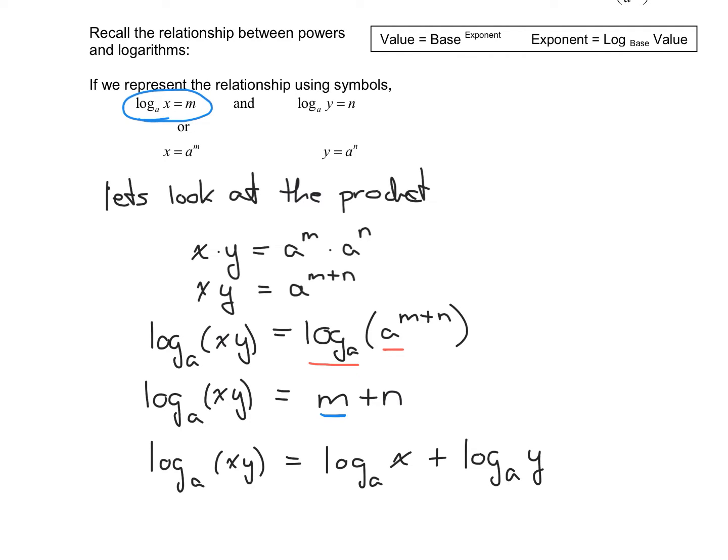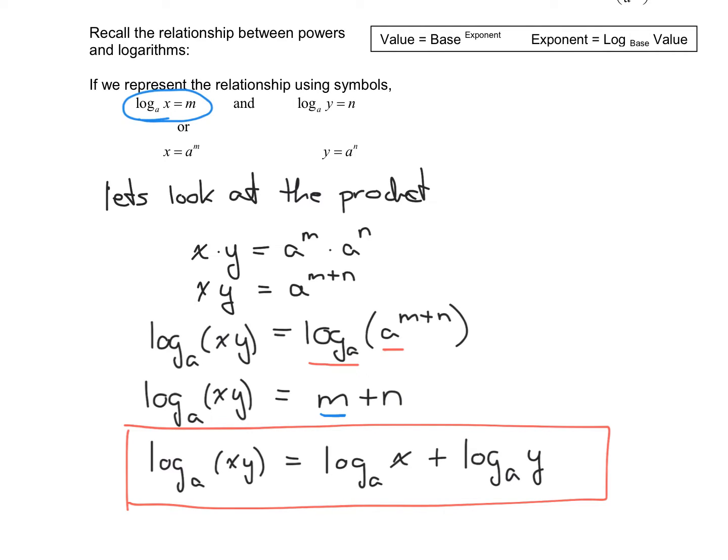Now let's take a look at that. The logarithm of the product xy base a is actually the addition of the logarithm of x and the logarithm of y, base a in both cases. And remember, this is the law of logarithms for products. There it is. This always is true. Remember, logarithms are exponents, and what do we do with exponents? We add them when we have powers of the same base. So this is the product law of logarithms, which is kind of neat.